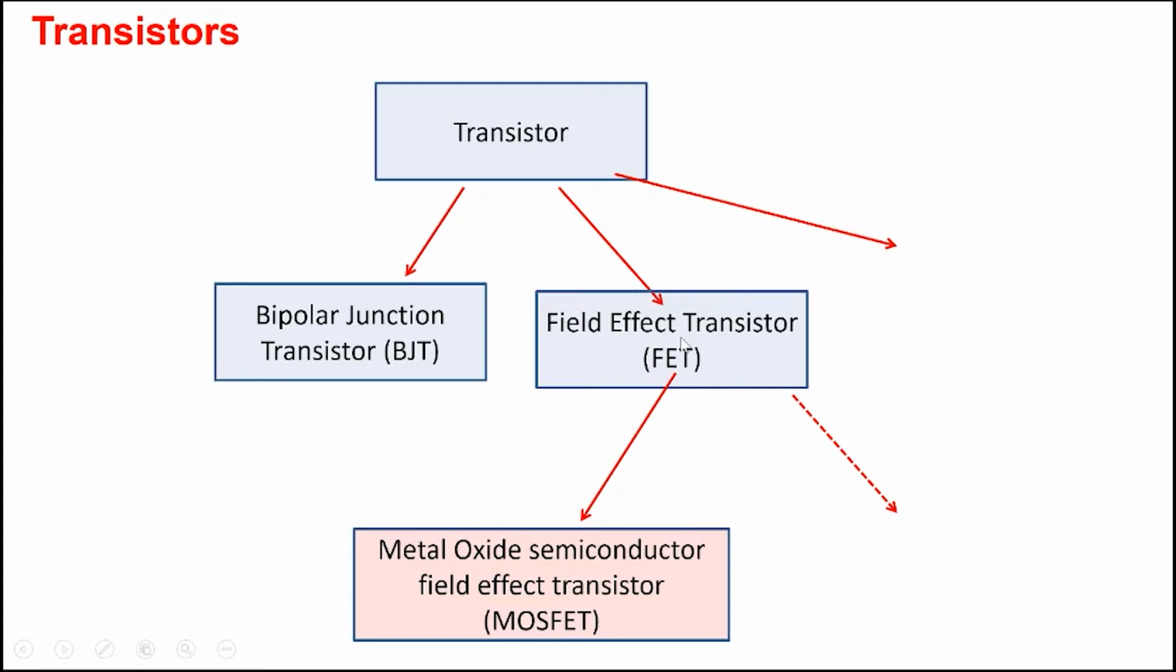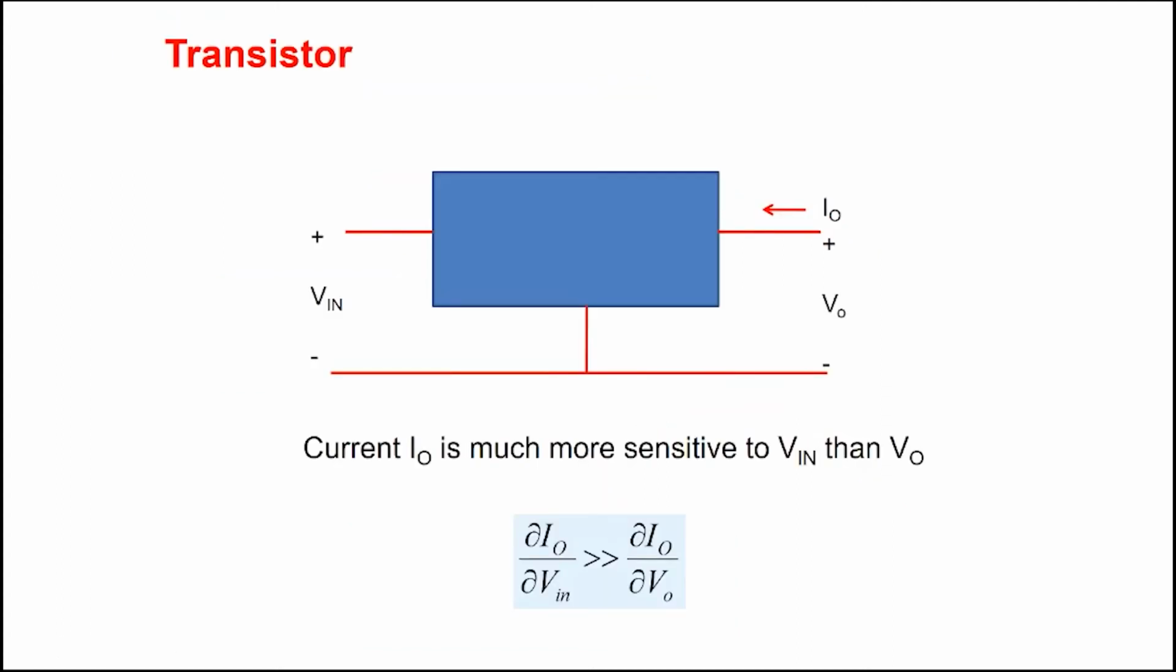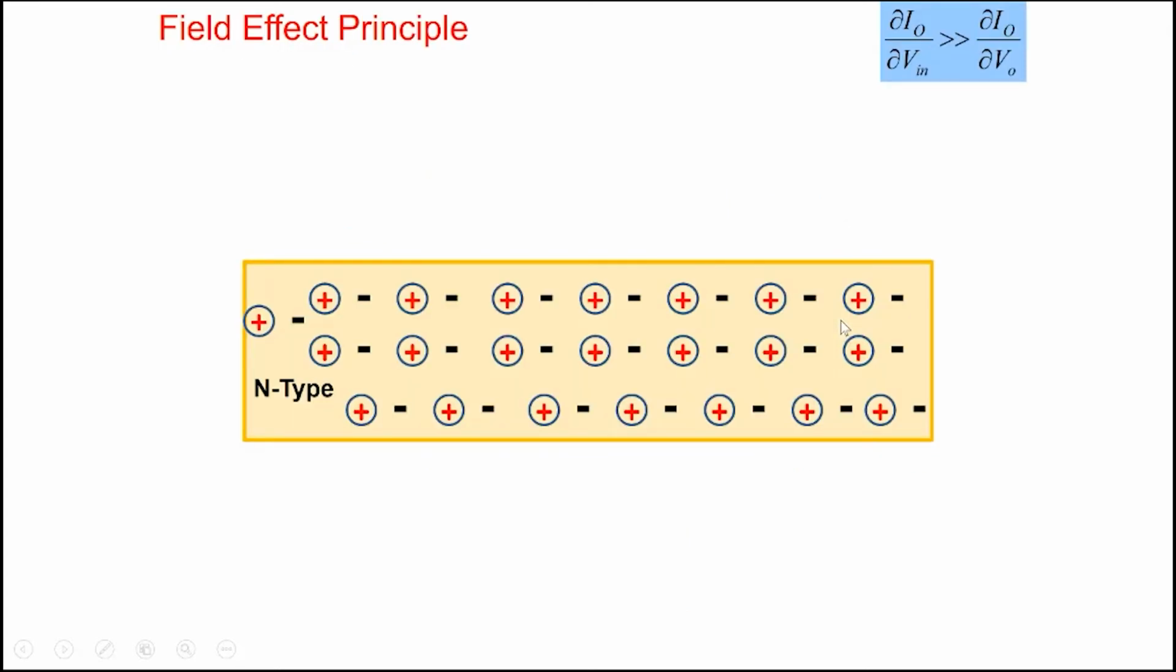So let's look at how the field effect transistor works. Again, keep in mind that from a transistor, what we are looking for is that the current is very sensitive to Vin and not very sensitive to Vout. So that's the property that we're looking for. So what is this field effect principle? Imagine that you have an N-type semiconductor, and it will have these donor impurities that you see here in circles, and it has all these electrons here. And so overall it's neutral. The impurities are fixed in place. The electrons, of course, are mobile, they can move.